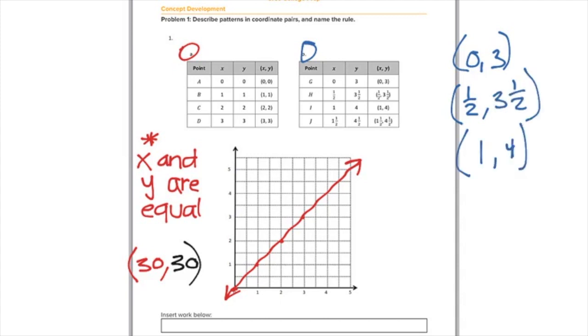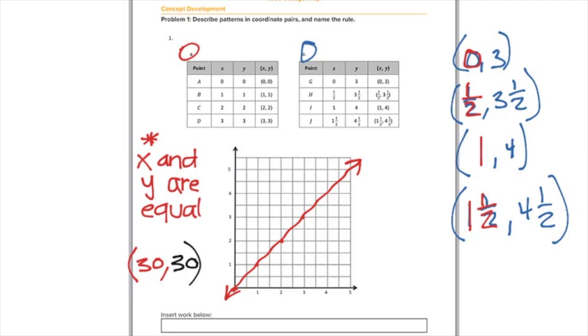1 and 4, 1 1/2, and 4 1/2. And maybe you're thinking, oh, look, if I look at all these x's, 0, if you add a half, then it's a half. If you add a half, then it's 1. If you add a half, then it's 1 1/2. You're correct. But that's not what we're looking for.